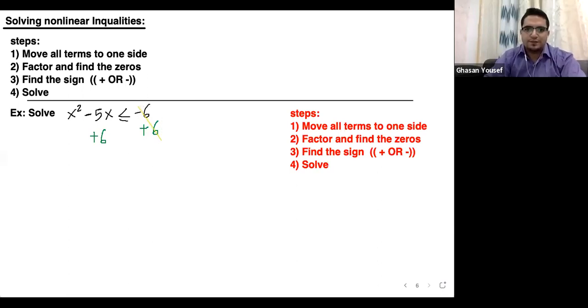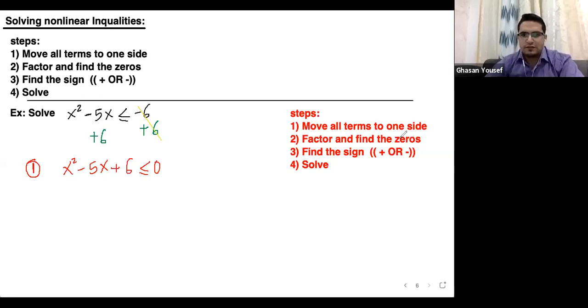So now I get x squared minus 5x plus 6 less than or equal to 0. This is the first step. I have to move everything to one side and the other side should be 0, like this. So the first step is done.